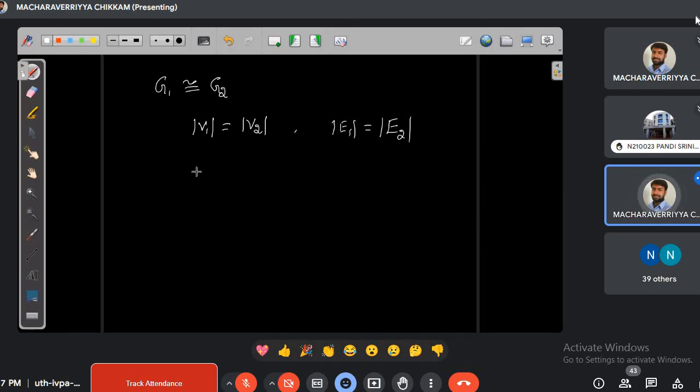And the next thing is you can look at the degree of vertices. Now, how do we compare degrees of vertices? Because you will have 10 vertices here, each vertex will have some degree, and similarly on the other side you will have 10 vertices, each vertex will have some degree.